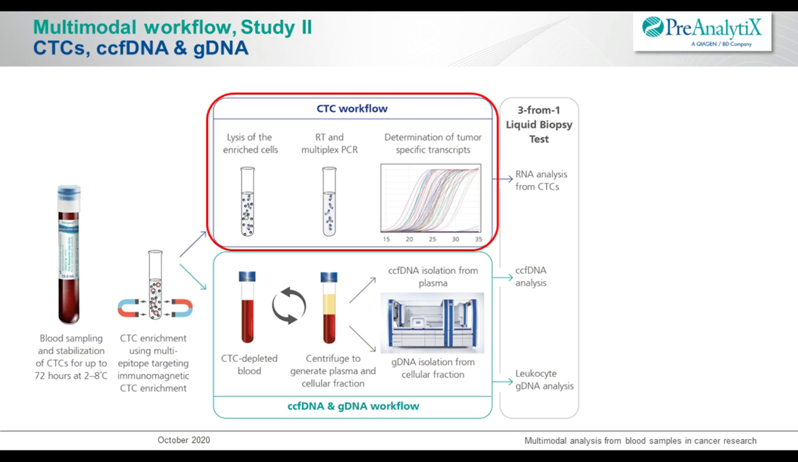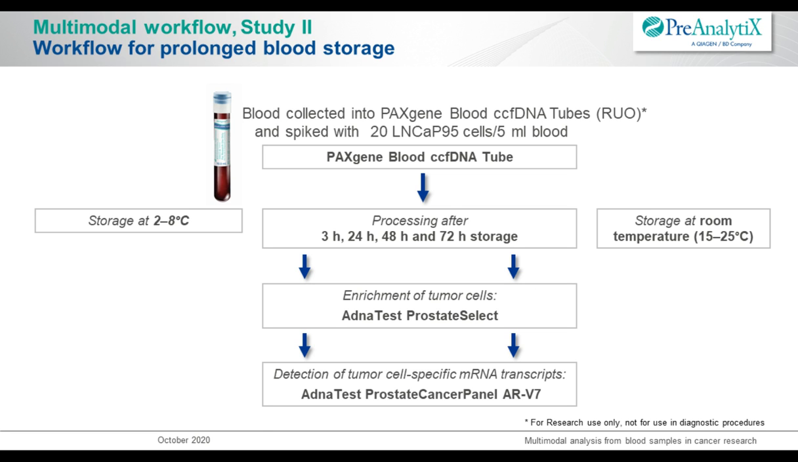So we could analyze the CTCs, and then from the rest of the tube, after the CTC depletion, we spun the tube, isolated the plasma, and again isolated the ccfDNA. From the cells, we isolated the genomic DNA. To have this in more detail, we look first at the CTC workflow.